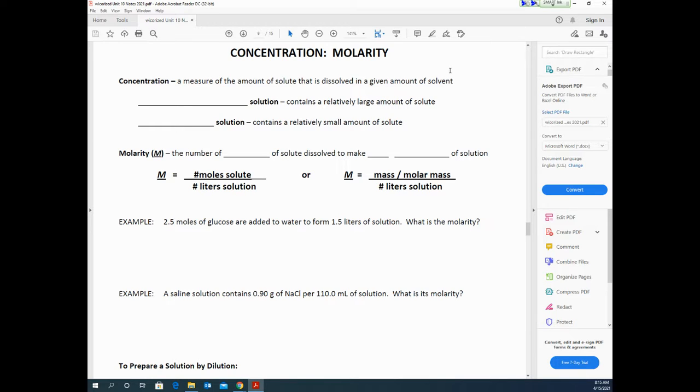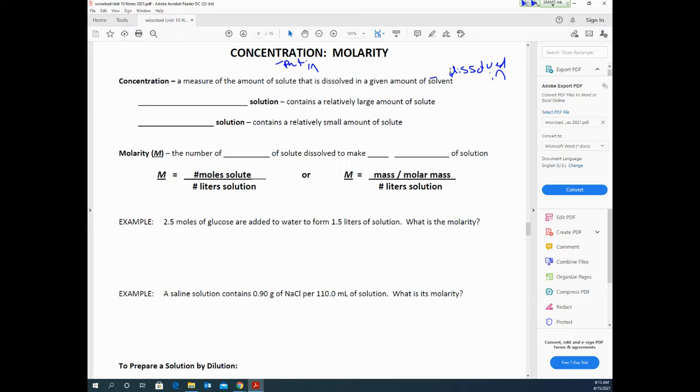Okay, so concentration means the measure of the amount of solute. Remember, that's what you put in. The solvent is the liquid that it's dissolved in. If I have more solute dissolved in a solvent, then it's more concentrated. So if someone says I have a really concentrated solution, it means there's more of that solute dissolved in it.